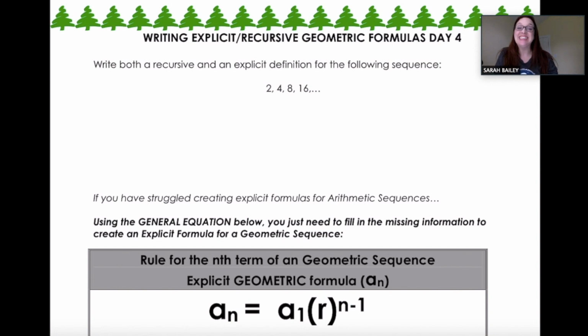Hi, in today's lesson, we're going to practice writing those explicit and recursive geometric formulas. We're going to focus more on getting that explicit formula than the recursive. But let's look at this very first problem. It says to write both a recursive and an explicit definition or formula for the following sequence. So it goes 2, 4, 8, 16, and so on.